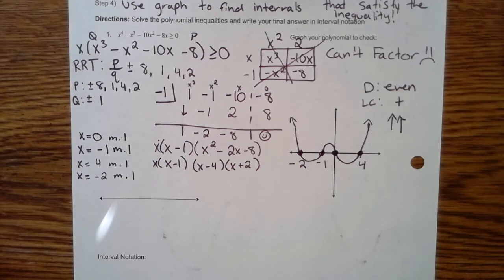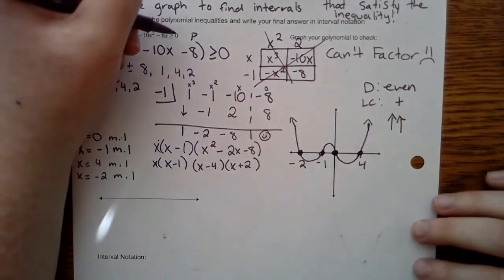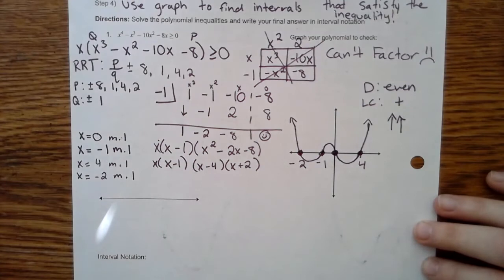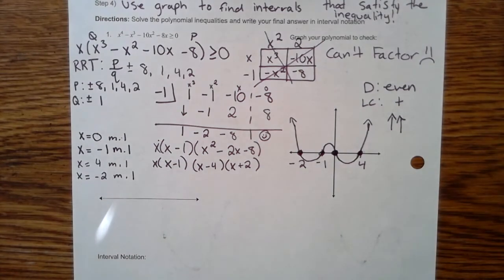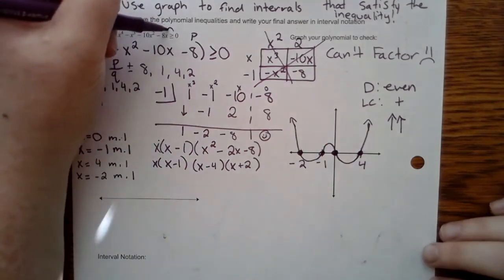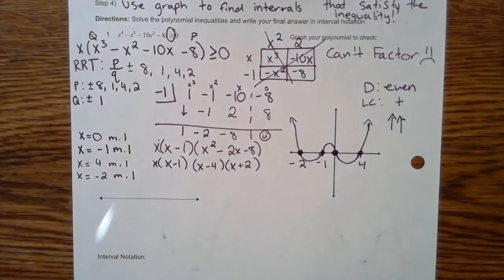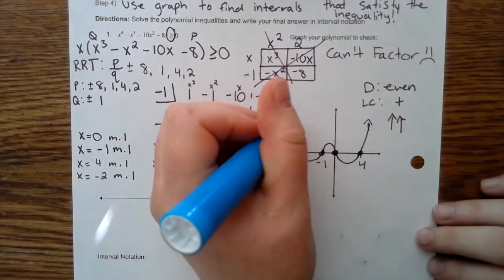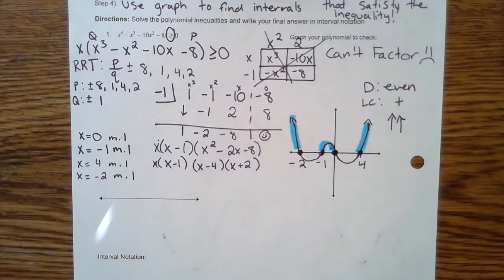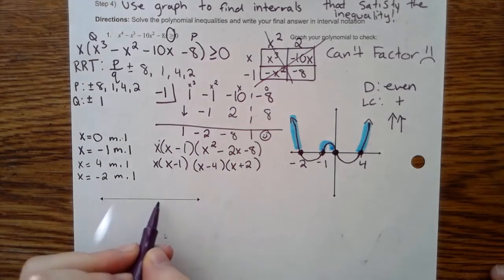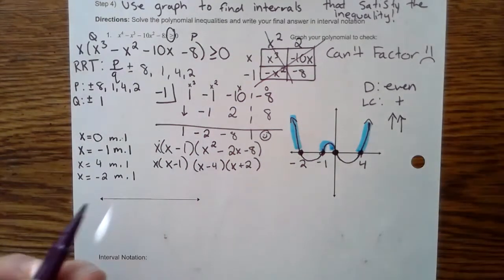Okay. So it says I want to be greater than or equal to 0. That line under there is going to change from our interval notation. Well, I know I'm above 0 here, here, and here. So let's write that. Normally you'd have to test every section, but if your graph is correct, you're good.